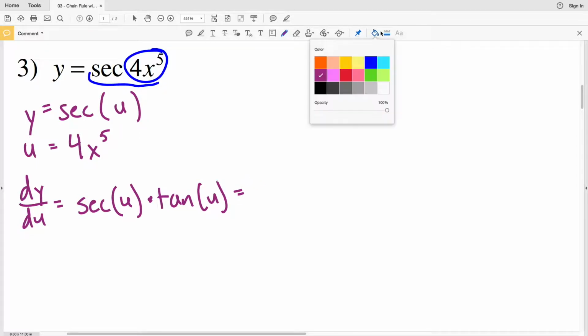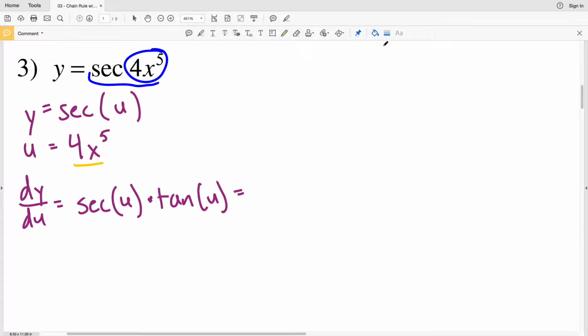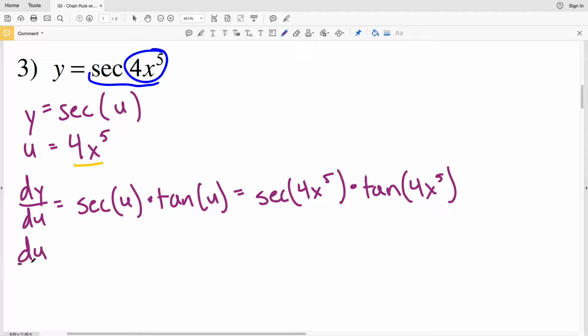But we know what u is. u is 4x to the 5th, so we're just going to plug that back in. So the derivative of y with respect to u is the secant of 4x to the 5th times the tangent of 4x to the 5th. But remember, dy/du gets multiplied by du/dx in order to find the derivative of y with respect to x. So now we're finding the derivative of 4x to the 5th, which is 20x to the 4th.